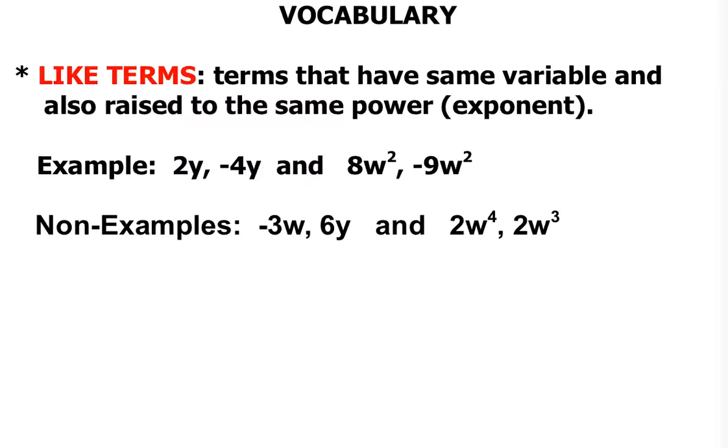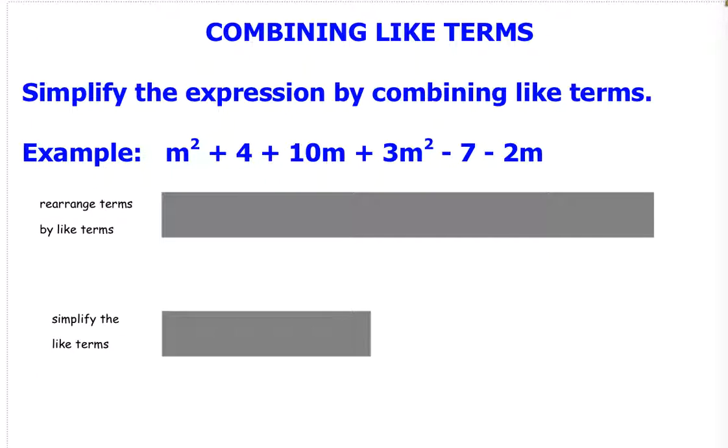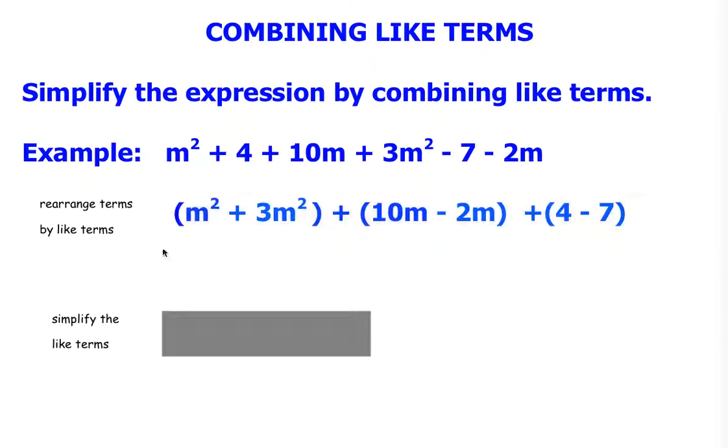Here's example 1. We're going to combine and simplify this entire expression. So first, you should look for your like terms and try to rearrange the terms according to like terms. So notice I've gathered my m squared terms together and I've grouped them with parentheses. My next group of like terms are the terms that have just the variable m. And my last group of like terms are terms that have just plain constants.